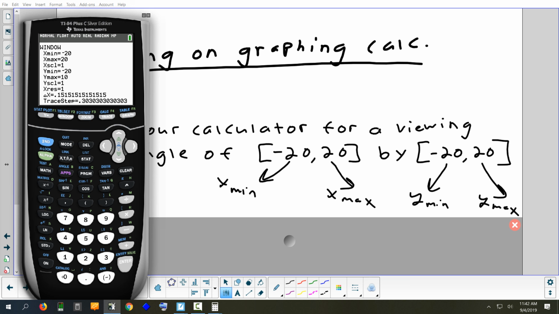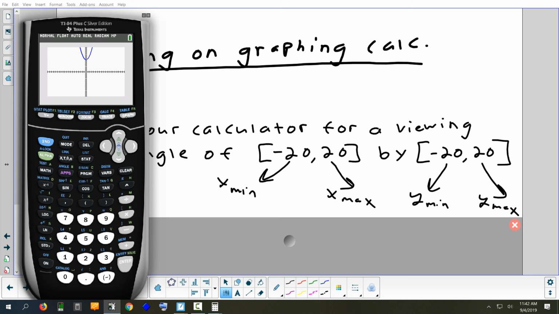-20 for the Y-min, and really, the only value you had to adjust to be able to see the graph that I just did was Y-max. You could have left all the other ones the same, but the problem wanted you to change all of them. So making Y-max 20 is what's going to zoom you higher. Now you can see the parabola. So if you typed that in, your screen should now look like that.